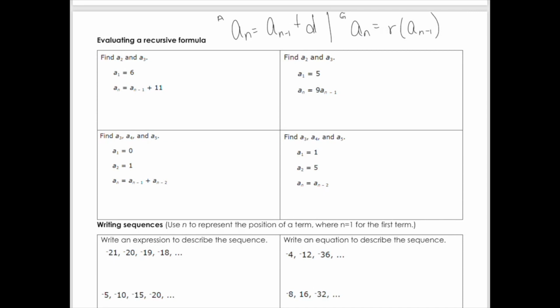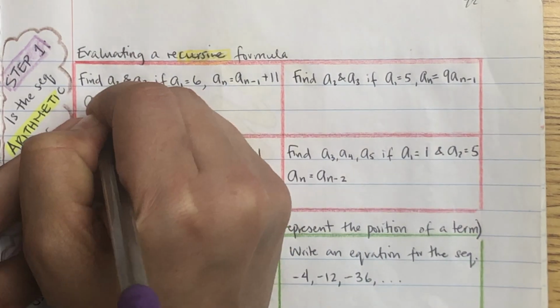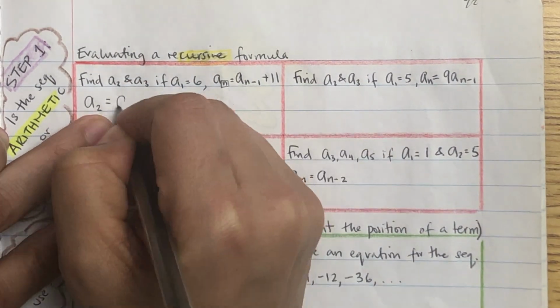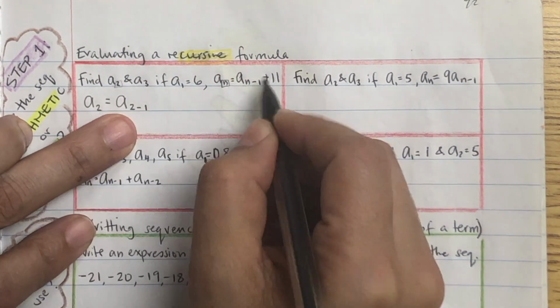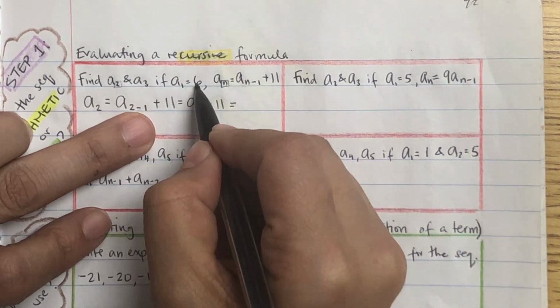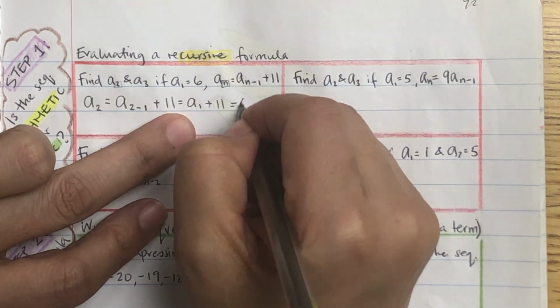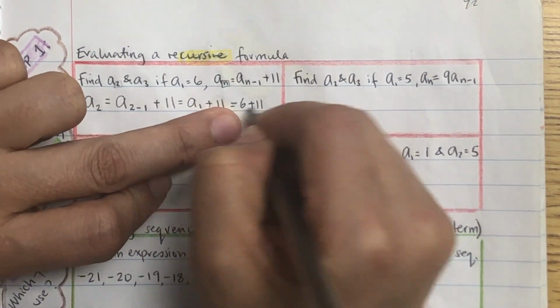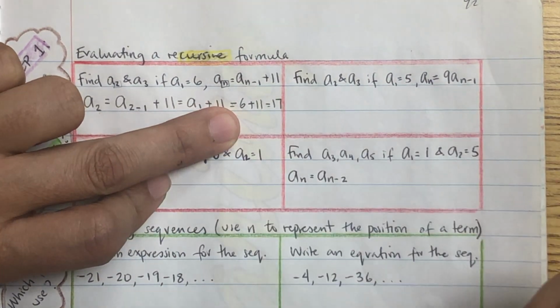So I want to know the second term and the third term. This is my first term, and this is my equation. So I want to know what a sub 2 is. That means a sub 2 minus 1 plus 11. 2 minus 1 is 1, plus 11. What do you know? A1 is equal to what? 6. So you're going to say 6 plus 11, and oh, look at that, I can make that a number, 17.